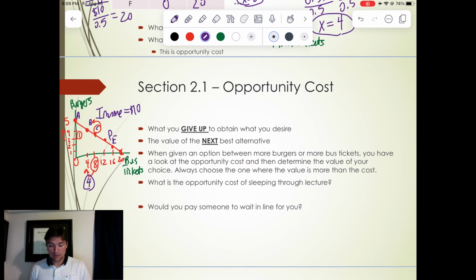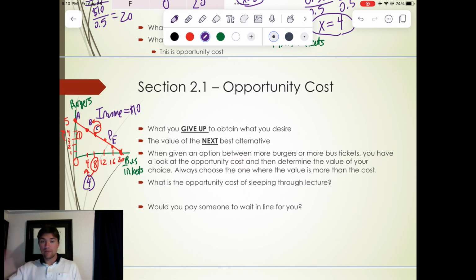So when we're looking at the option between more burgers or more bus tickets, you have to look at the opportunity cost. Because when you look at the opportunity cost, you're going to be able to determine the value of your choice. And you always choose the one where the value is more than the cost. That's just obvious, right? Why would you want to do something that's going to cost you more than what you're going to benefit? That doesn't really make sense. The same thing applies here. You are always going to choose the one that gives you the most value.